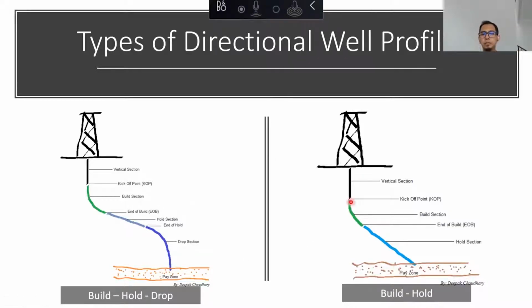Then the second type is build and hold. In build and hold, you first drill vertical, then kick off and start deviating the well, and then go straight until you reach the pay zone, where you touch the pay zone with the tangent section. So this is the build and hold type.